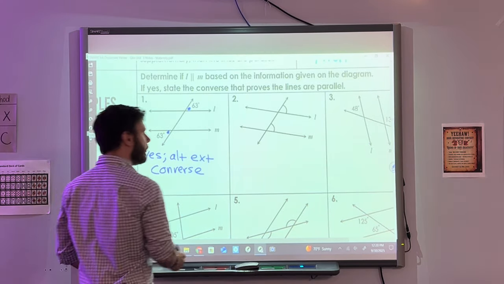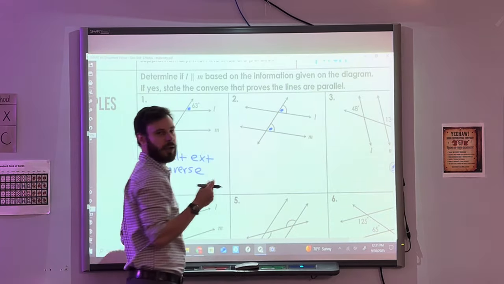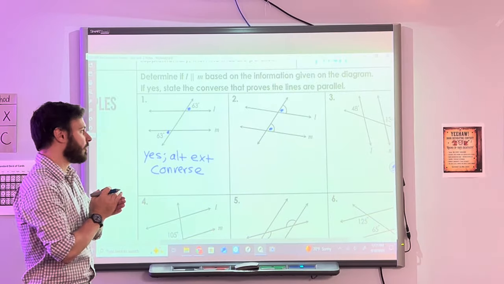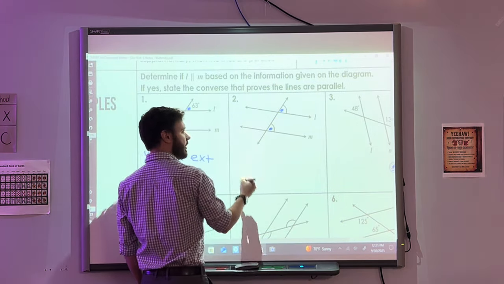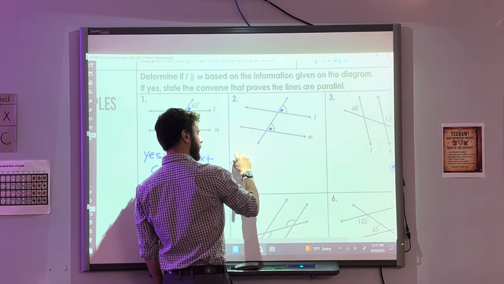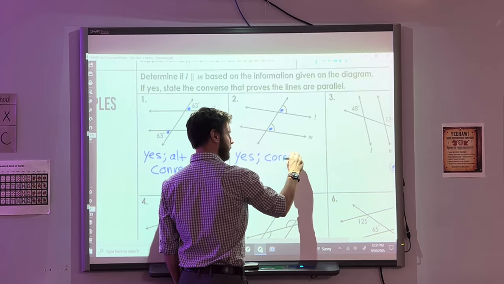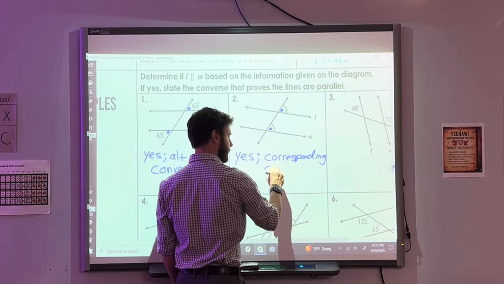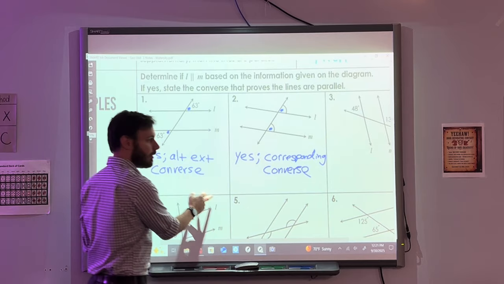And number 2, how does this angle relate to this one? What's their angle relationship? One's on the inside, one's on the outside. I hope that they're corresponding. This one's in the rightmost, this one's in the rightmost. Yes, and they are the same. This arc tells me that those measures are the same. They are parallel, and the reason is the corresponding converse, because I know corresponding angles should be the same.